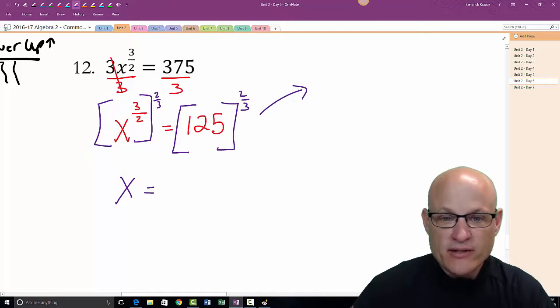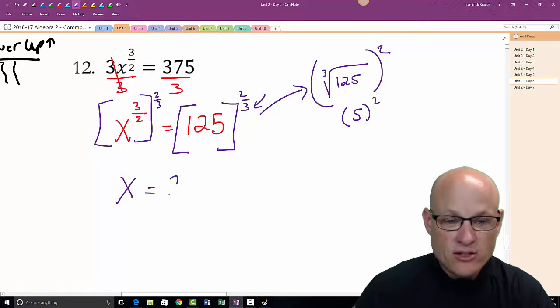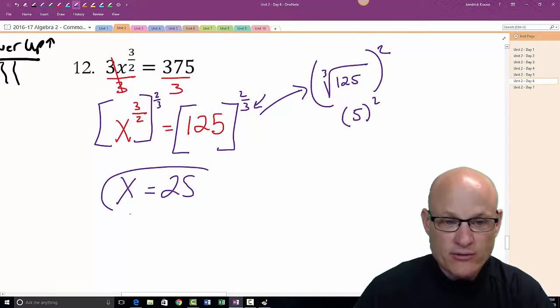Now, remember what this means. You got a 3 in the denominator. That means a cube root of 125, and the 2 is the power. So the cube root of 125 is 5. 5 squared is 25. Now, I could have used my calculator to figure that out, but I choose not to.